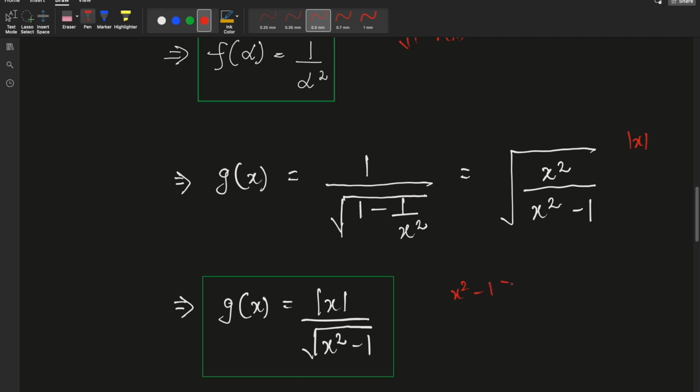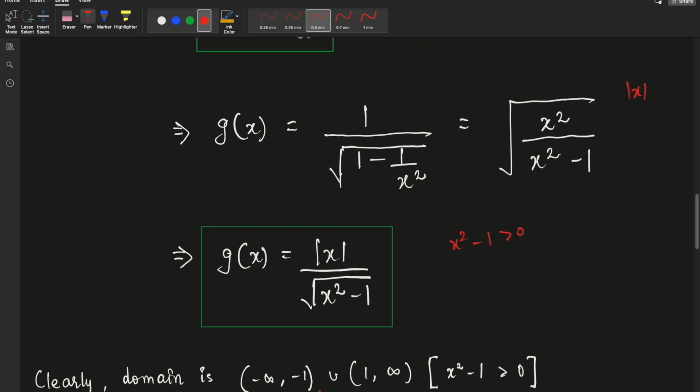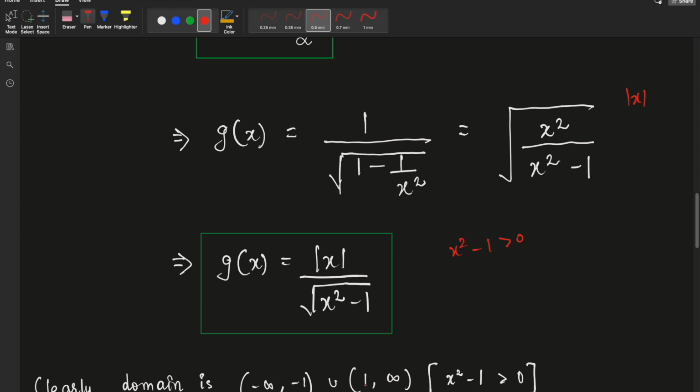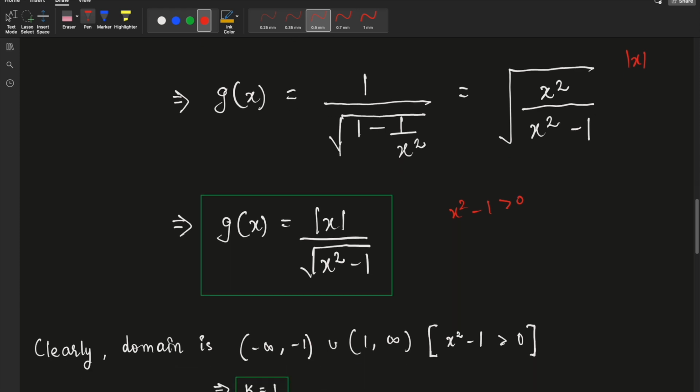Now I think you can clearly see that this value in the denominator must be greater than 0, because first of all the value under the root should be greater than or equal to 0, and since it's the denominator, it can't be equal to 0 either. So we have x square minus 1 greater than 0. From this we can clearly see that the domain will be minus infinity to minus 1 union 1 to infinity. So k is equal to 1.